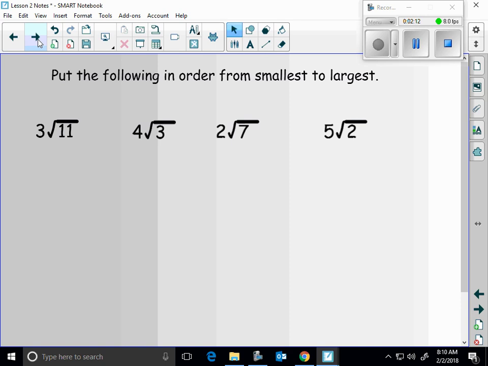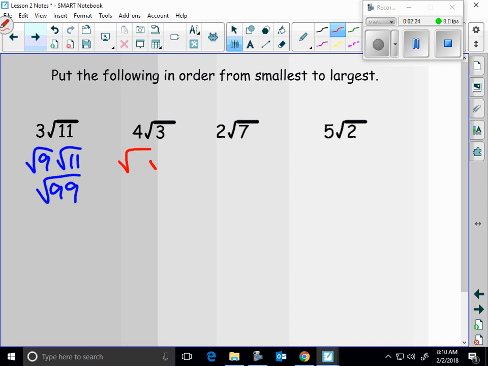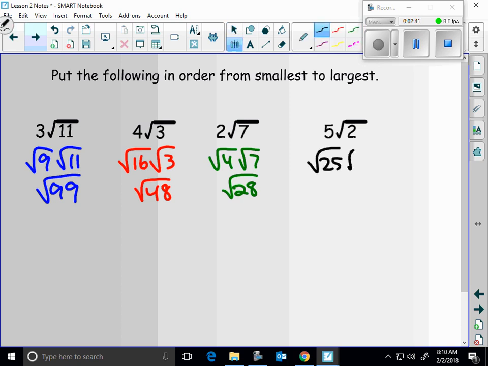Well, we can put these in order in a moment after I do this. Okay, with me? Square root of 99. Let's try the next one. What would that be? Square root of what? 16 times 3, so that'd be square root 48. Okay, so far 3 root 11 is the largest. That'd be square root 4 square root 7, which is square root 28. And then our last one would be square root 25 square root 2, which is square root, not 2, square root 50.